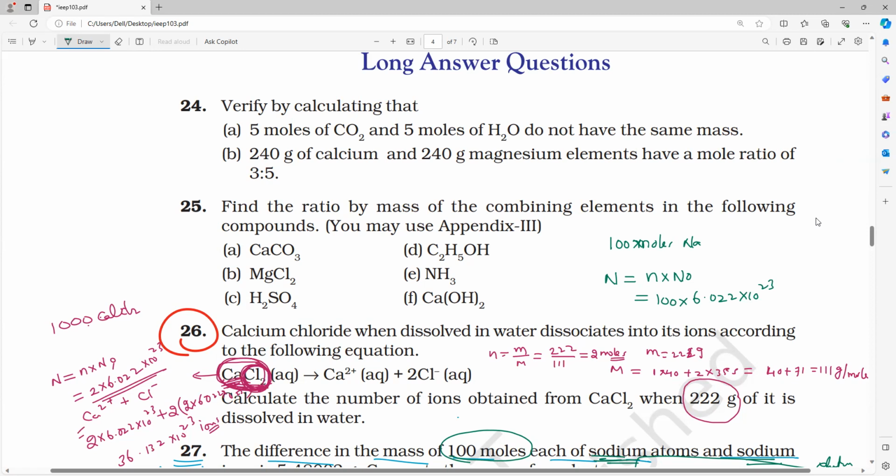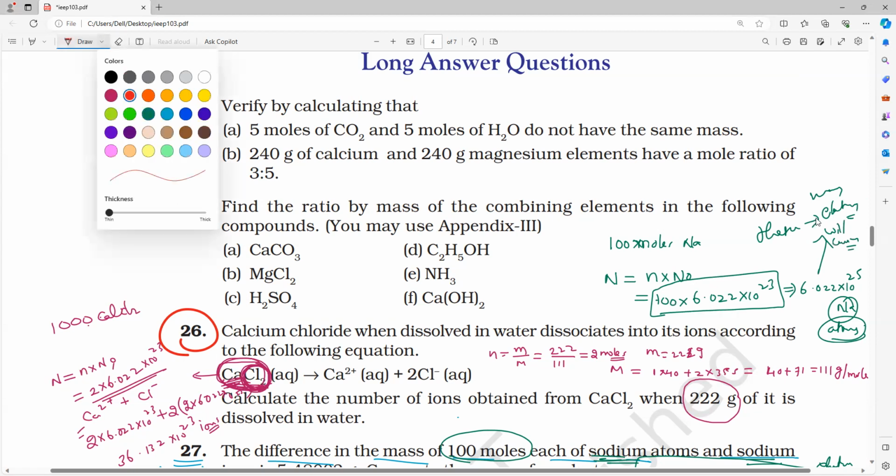So that gives us the total particles. You can write this as 6.022 into 10 power 25 sodium atoms. Now, these many atoms are there, which means definitely these many electrons will come out. Am I right or wrong? Yes, these many electrons will come out.